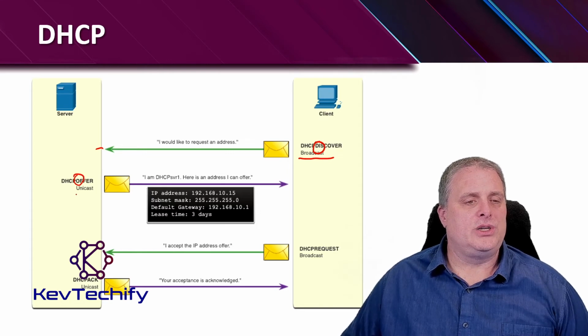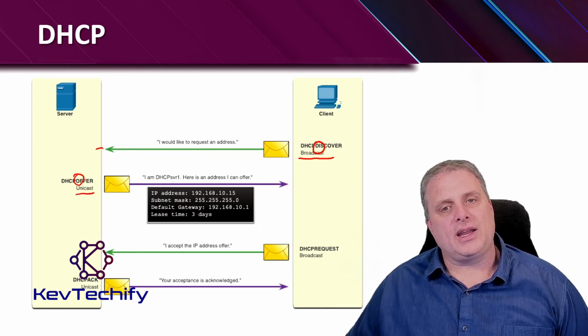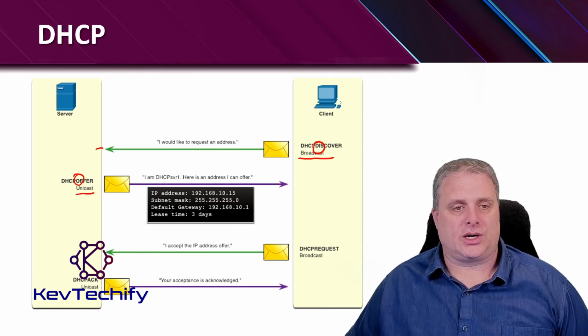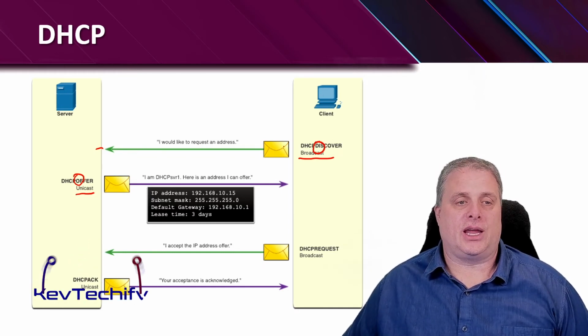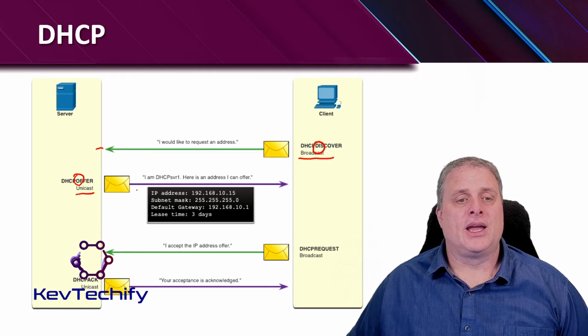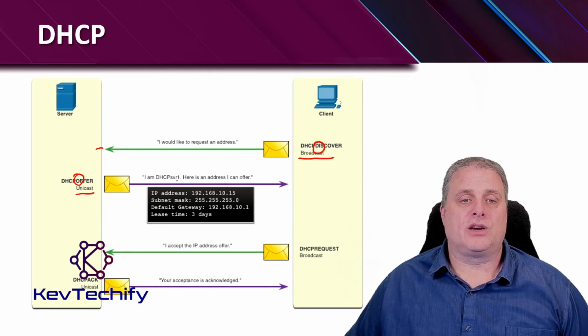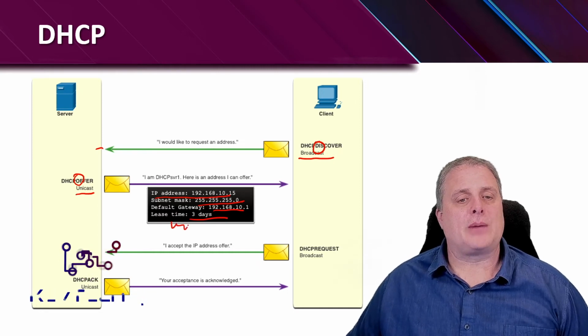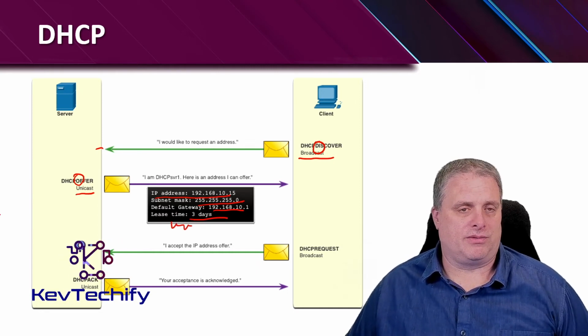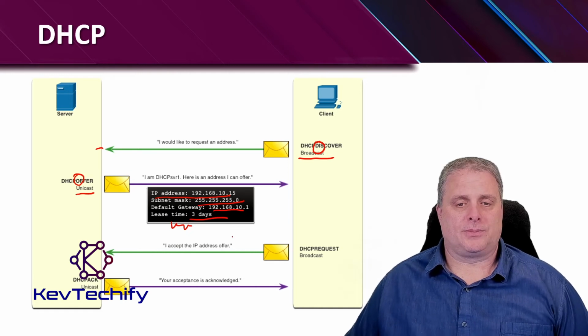That offer is unicast because they know where it came from, what MAC address it came from, because this is all done on your local area network, so we can send unicast back and says, hi, I'm DHCP server 1, here's the address I can offer. It gives you an IP address, the subnet mask, the default gateway, and the lease time, and any other options that your DHCP servers can figure out. That's a unicast.